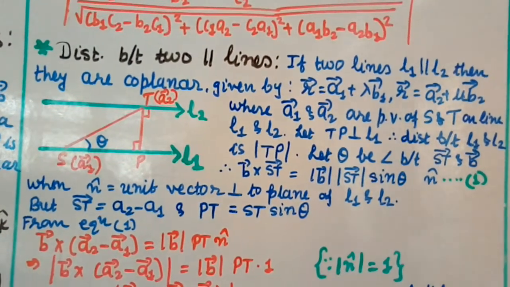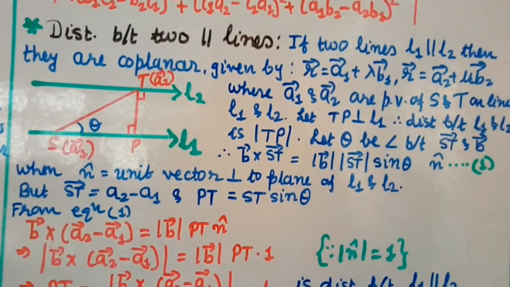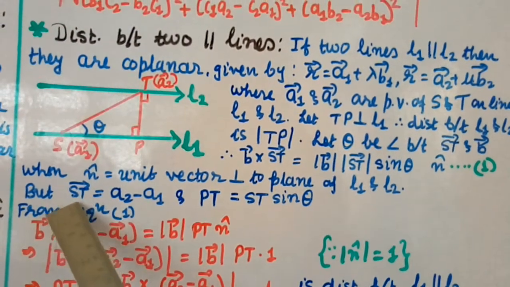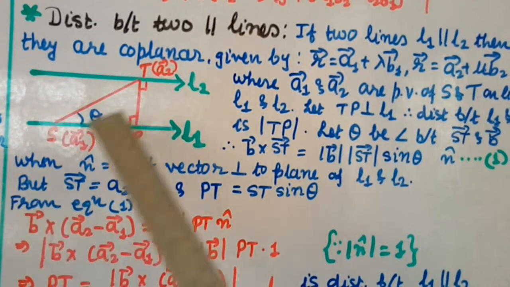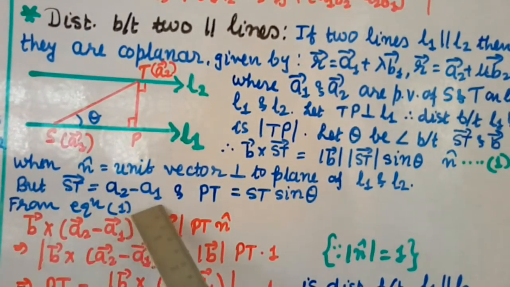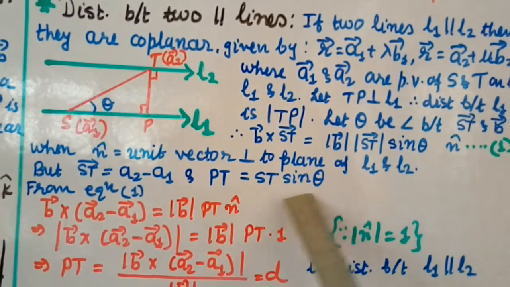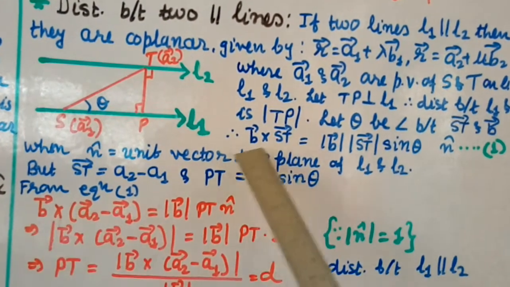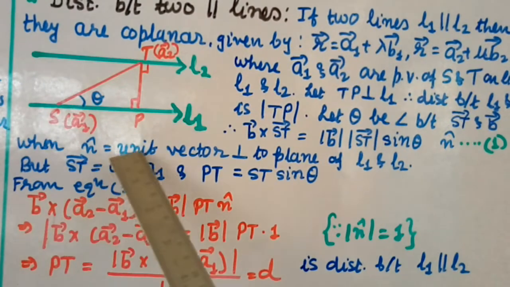So n cap is a unit vector perpendicular to both the lines, or the plane containing the lines L1 and L2. But ST will be the position vector of T minus the position vector of S. So the position vector of T is a2 and of S is a1, so ST equals a2 minus a1. You can put the vector sign. And PT equals ST sine theta. From equation 1, in B cross ST, you can put ST as a2 minus a1. Here also you put the vector sign.